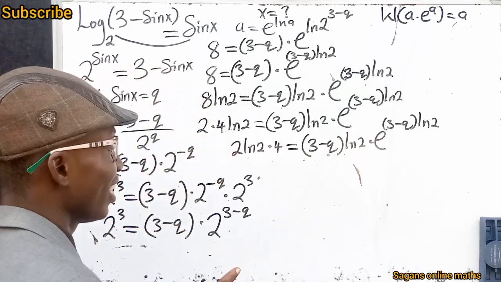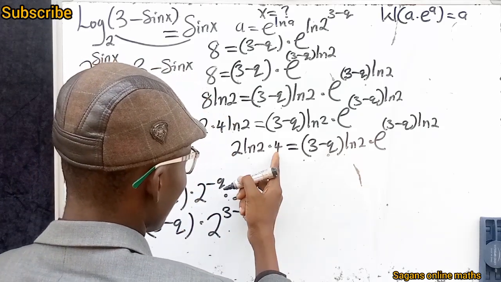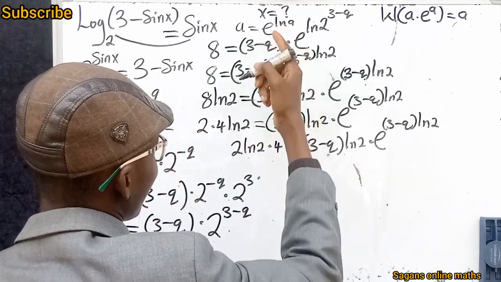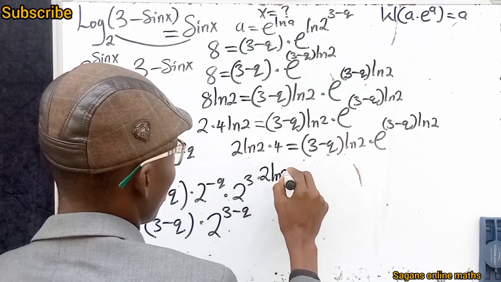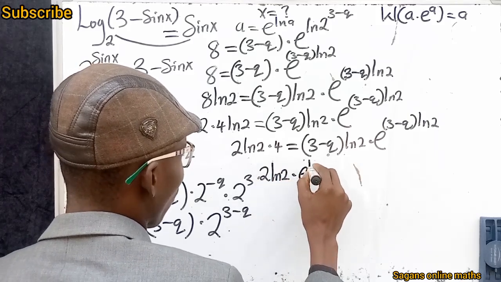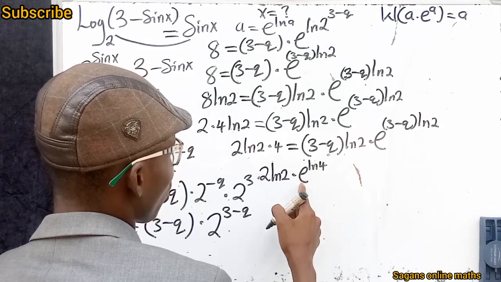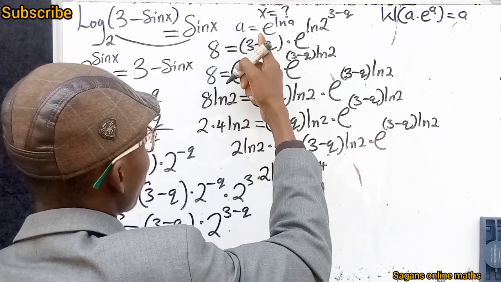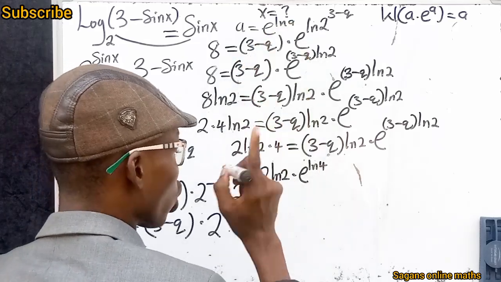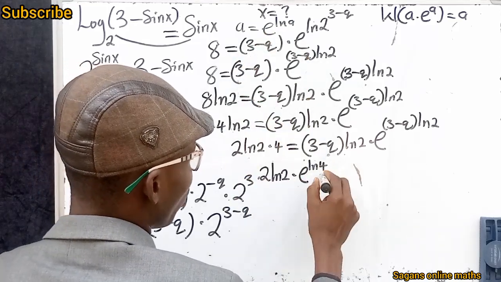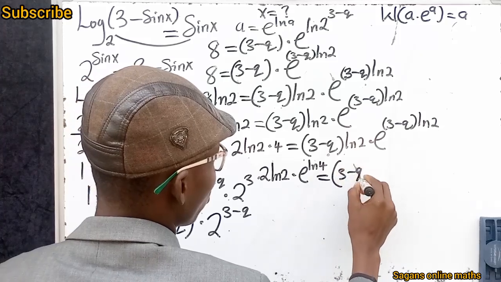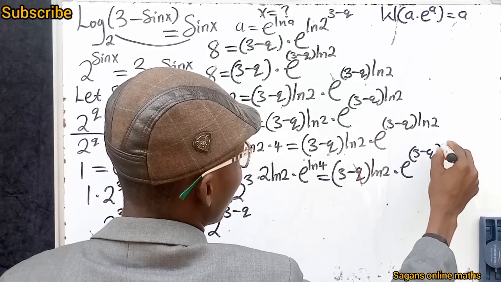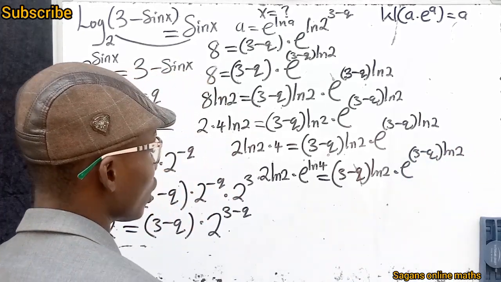I'm looking for a way. Now do you know that here I'm having 4? I'm not wrong by obeying these properties. This is 2 ln 2 multiplied by e raised to the power ln 4. I'm not wrong in any way, because e raised to the power ln 4 is just 4. Don't forget, by obeying the law of logarithm, that a is equal to e raised to the power ln a. So e raised to the power ln 4 is just 4. So in place of 4 now, I put e raised to the power ln 4 equals 3 minus q ln 2 multiplied by e raised to the power of 3 minus q ln 2. Wow, this is beautiful.